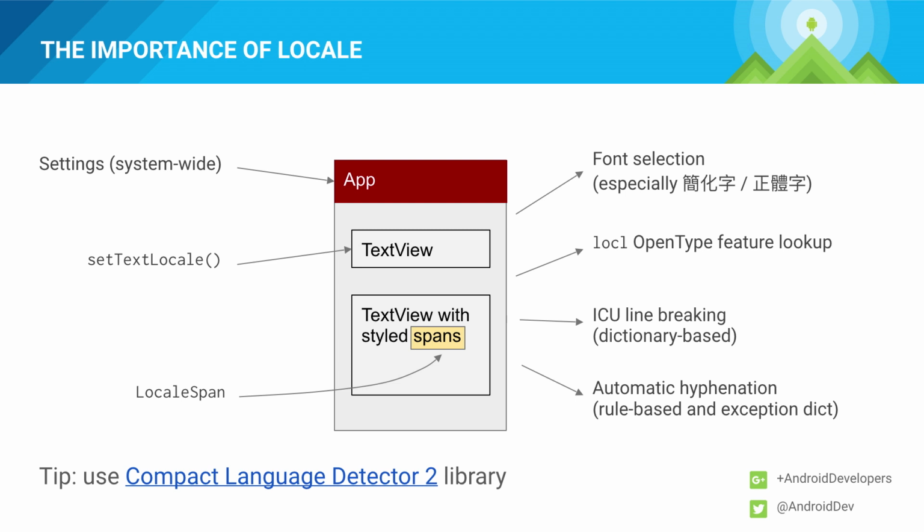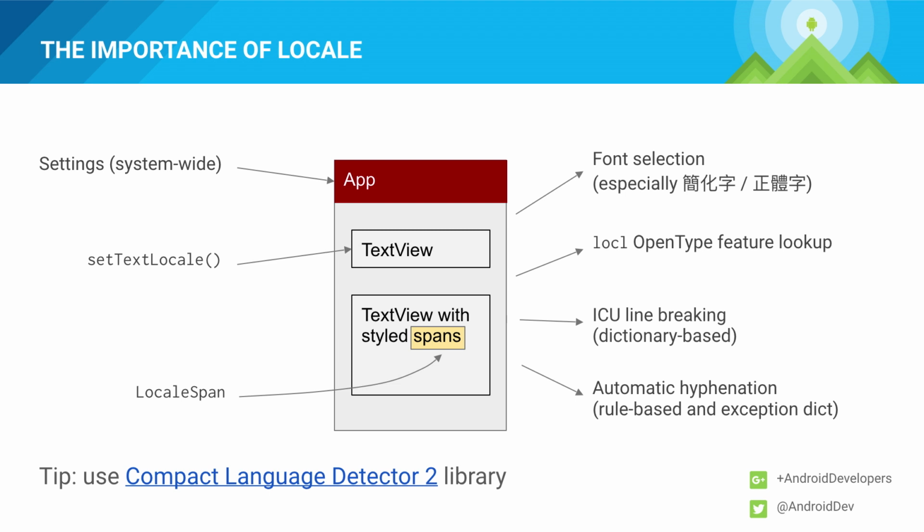So what does the locale do? Like I've said, it's important to set it, but how does that actually control the way text is displayed? Before Jelly Bean, there was no difference at all. Text just displayed. But in Marshmallow, there are 4 different ways that locale affects the presentation of text. It changes the font that's chosen, and that's especially important for distinguishing between traditional and simplified Chinese, as well as Japanese and Korean. Those are different fonts that are unified.